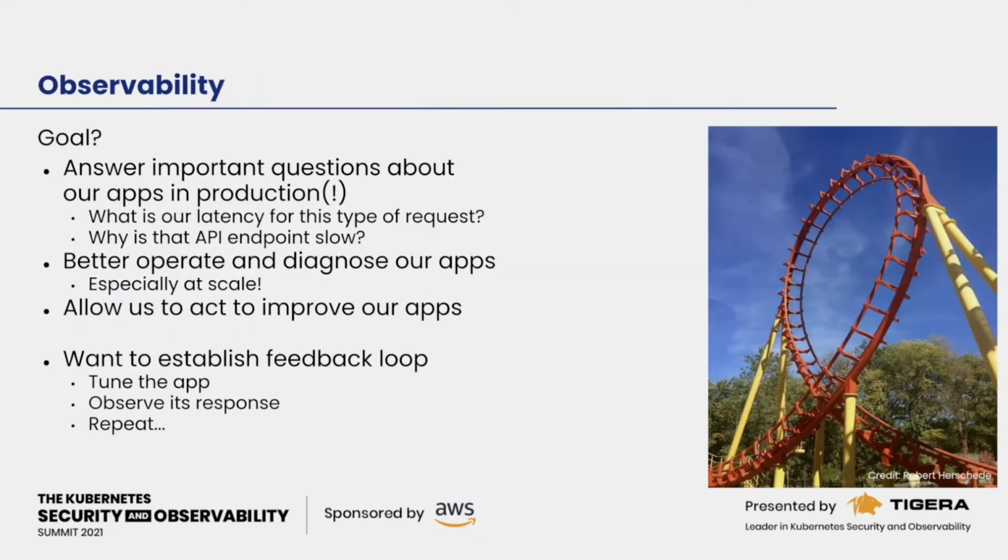Observability. What's the goal? I think what we want to do is answer important questions about our apps while they're in production. So what is our latency for this type of request? Why is that API endpoint slow? Why did this database query take so long? Or which database queries are taking a long time in production? The reason we want to do that is to better operate and diagnose our applications.